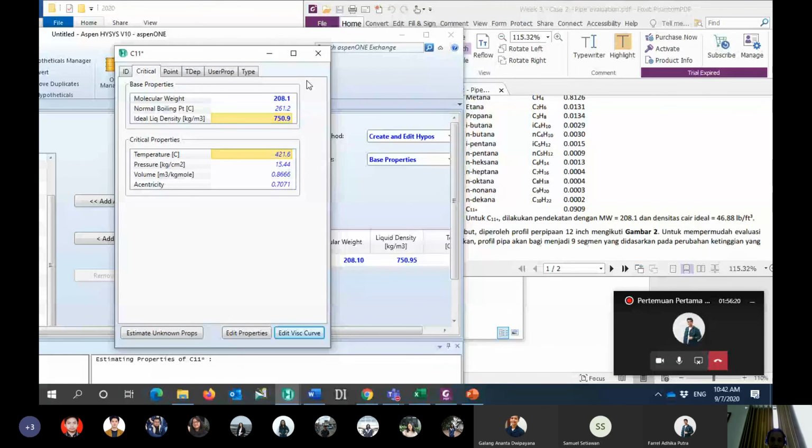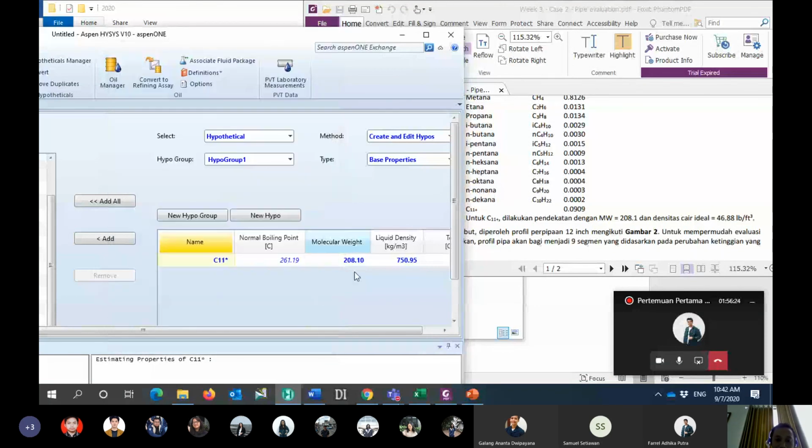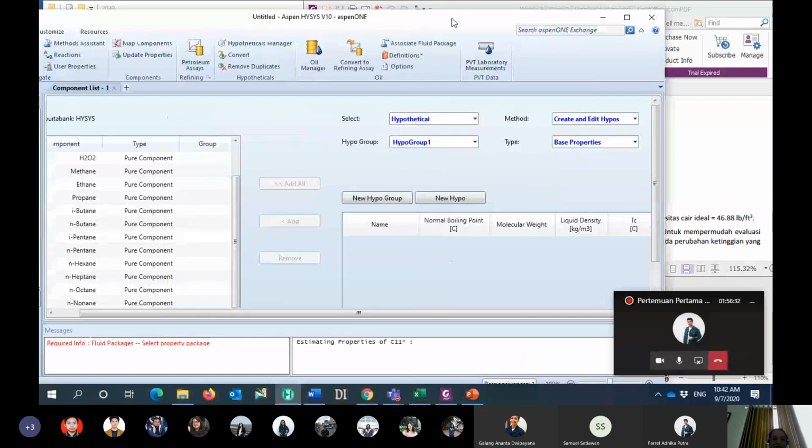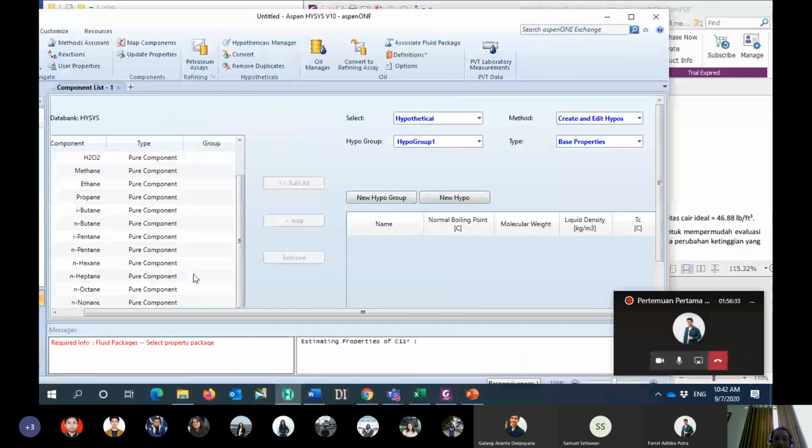Okay, if it's okay, I will close this one. And after I define this one, I can add it. I click this one and then add. So this will become my last component.